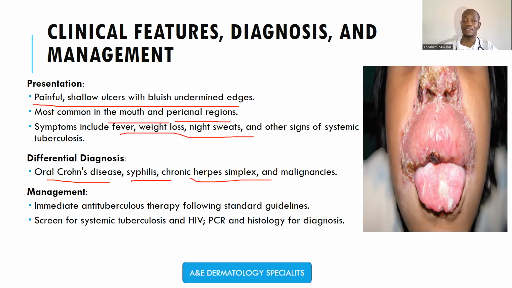So differentials, since it is around the oral mucosa, you have to think about oral Crohn's disease, syphilis, chronic herpes simplex infections can give you chronic ulcers, especially in the immune compromised. Then you have to think about malignancies, the squamous cell carcinoma, basal cell carcinoma, which can also occur in the mouth, as well as Kaposi sarcoma. So in management, we just give the anti-TB medication depending on the guidelines that you're following in your country.